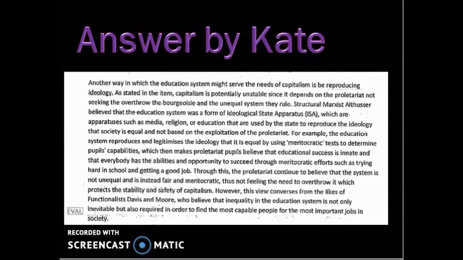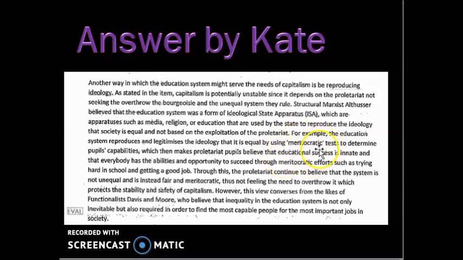Kate's second paragraph follows a similar structure. She's got a nice chunky paragraph. She starts off with the item at the top. This time she's identified the second hook, which is not seeking to overthrow the bourgeoisie. She applies Althusser to illustrate. We've got a concept here as well, and she explains what that is, and then she starts to apply it to the education system and how education reproduces these ideologies, which then is performing this brainwashing function.